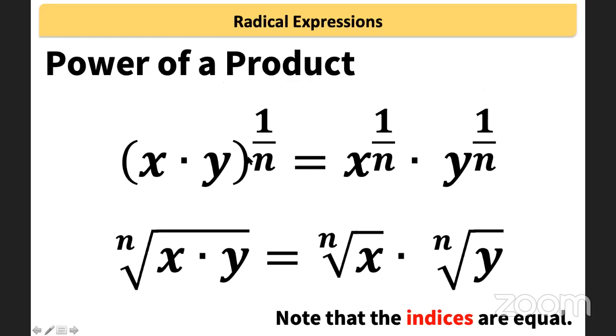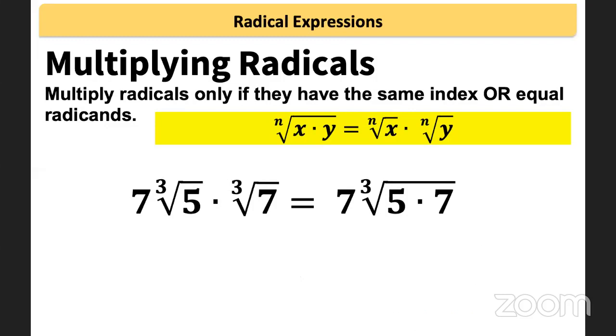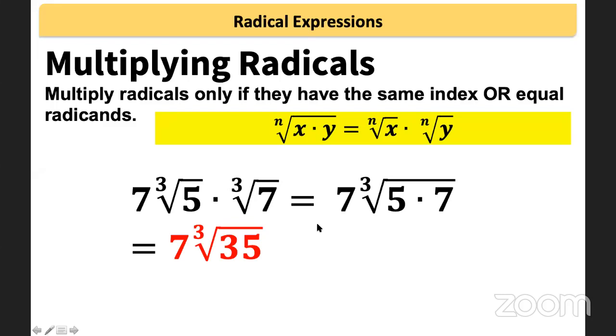So, bago tayo magsagot ng more examples, i-recall natin yung rules natin ng power of a product. Gagawin mo is pwede mo i-multiply itong x and y. Kaya meron kang nth root of x times y dito. Okay? So if we simplify this, 5 times 7 is just equal to 35.